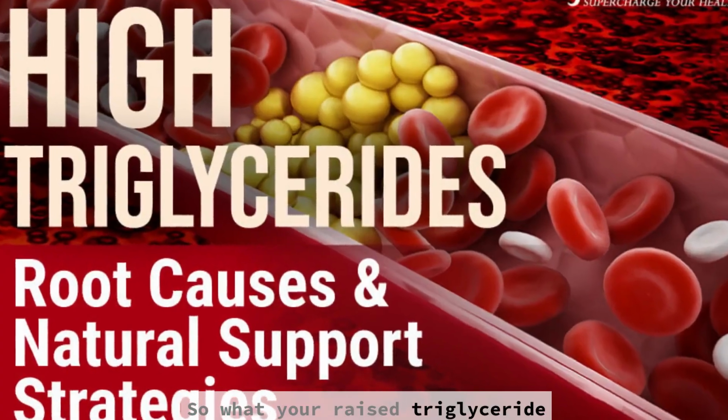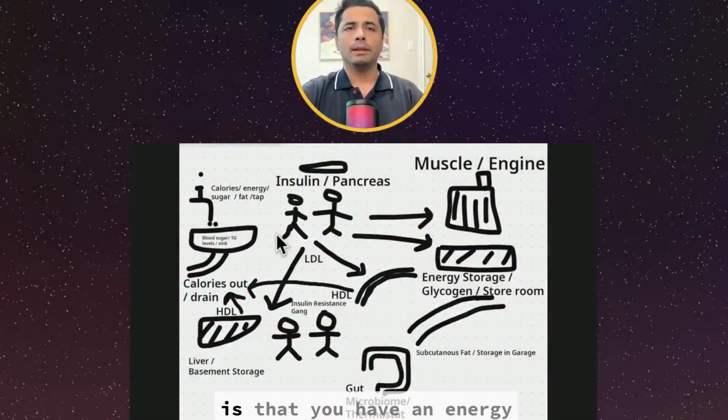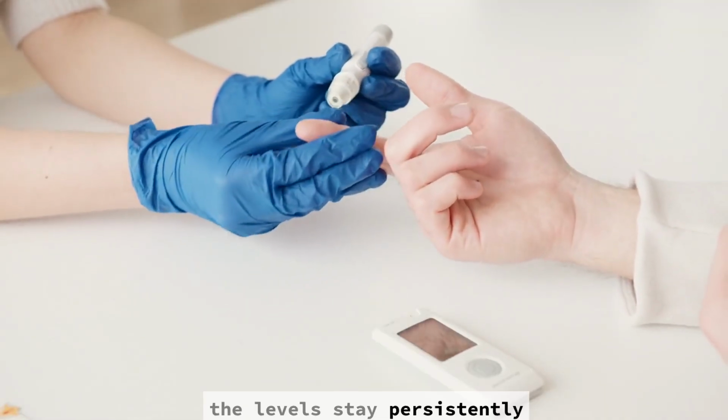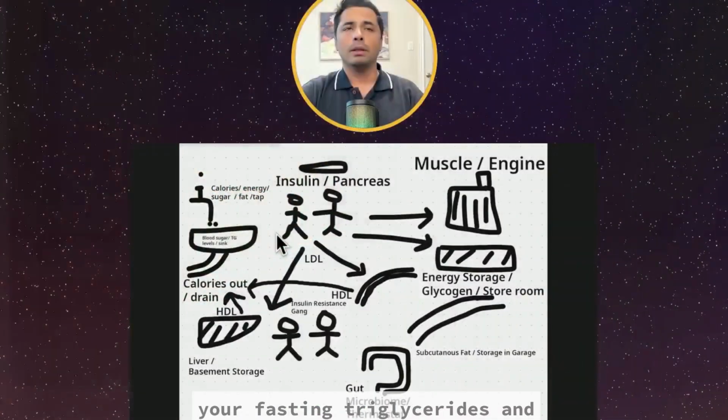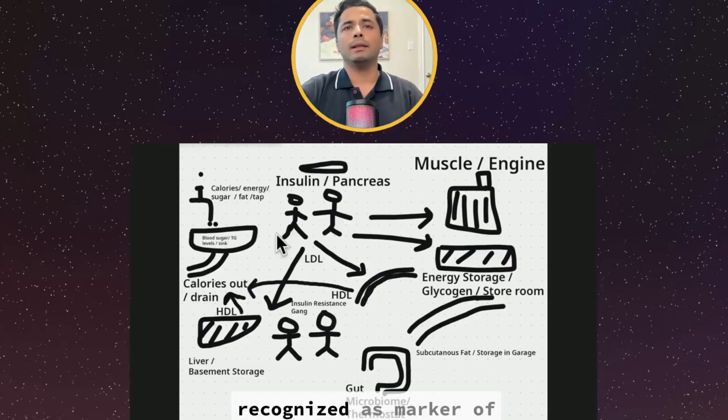So what your raised triglyceride and sugar level is saying to you is that you have an energy metabolism problem. Your stores of energy have run out. Not only is there energy now being stored in the form of triglycerides in places where it shouldn't be, but because there is nowhere for this energy to go, the levels stay persistently raised in the bloodstream, which is why, despite having fasted for a period of time, your fasting triglycerides and your fasting sugar is still raised. And this is why triglycerides is recognized as a marker of insulin resistance.